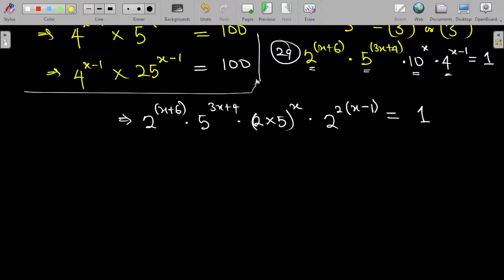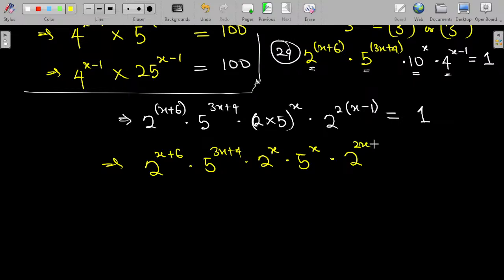Okay, so let's move. What is this going to be? So I will now open this bracket to separate the powers. So this will give me 2 to the power of x plus 6 multiplied by 5 to the power of 3x plus 4. So this is going to now give me, the power will come on the two bases here, which will be 2 to the power of x multiplied by 5 to the power of x multiplied by, here you will now have 2 to the power of, open this bracket, which will give you 2x minus 2.